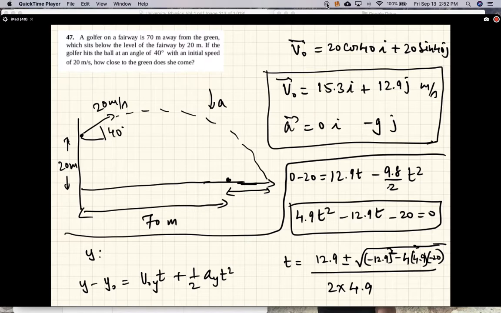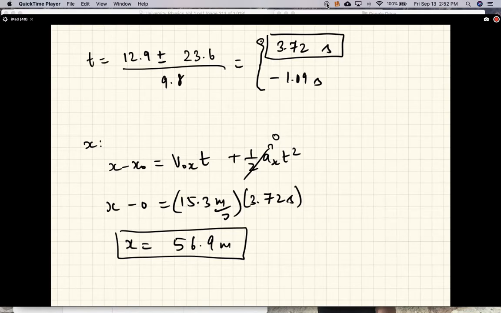So the ball travels like that. So this is 70 meters, and this is 56.9 meters. So the ball lands 13.1 meters short. Okay, all right, that's finished.